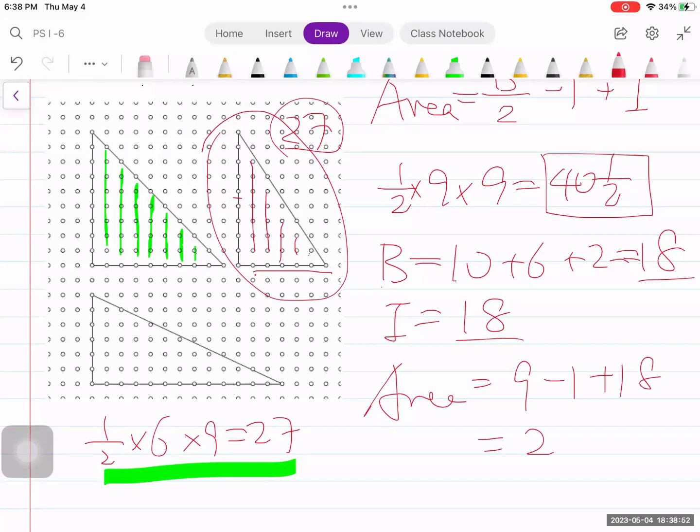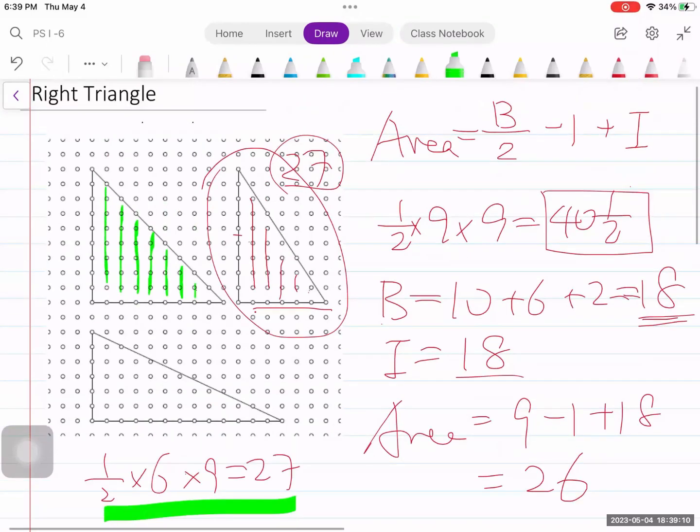And that is... Oops. Why is it 9 times something? Like, why is the area 9 minus 1 plus 18? Well, here's the formula, right? Plug in the formula, but it's not right. Where are the interior points?